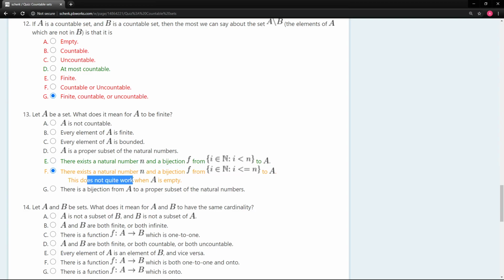This does not quite work when A is empty. So that's why we say from 0 to n minus 1. If it was empty, and you're saying it's of size n plus 1, and n is 0, you're kind of saying you have a bijection from a set that has one element to your A. But A is empty, so that really doesn't work.